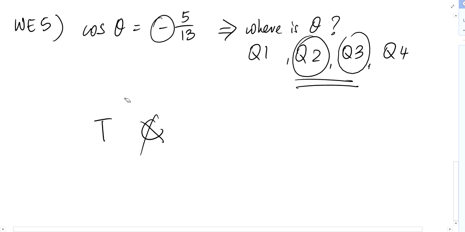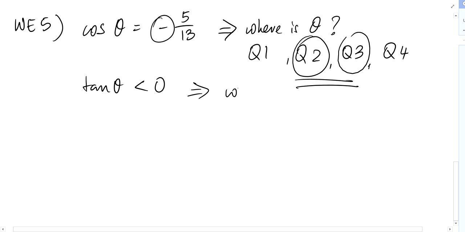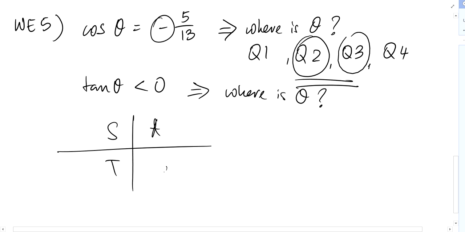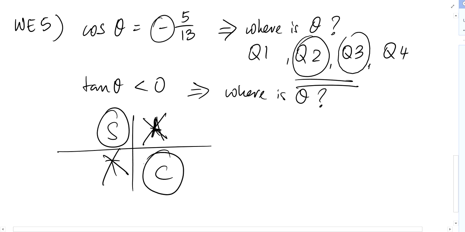They say that tangent theta is less than 0. Once again, the same question, where is theta? Tangent theta is less than 0. ASTC. Can theta be in the first quadrant? No, cannot be because it's all positive, right? Can theta be in the second quadrant? Yes. Can theta be in the third quadrant? No. Can it be in the fourth quadrant? Yes. So in summary, where is theta?